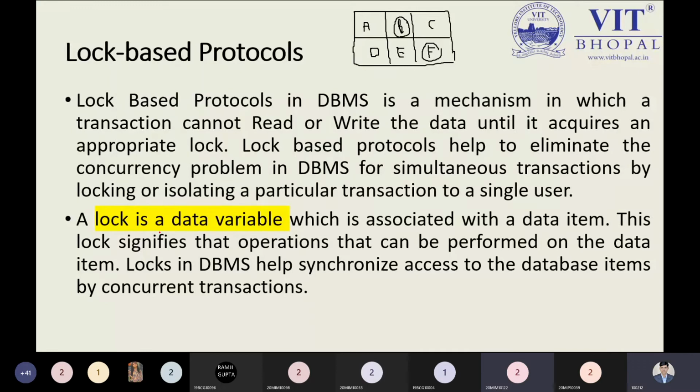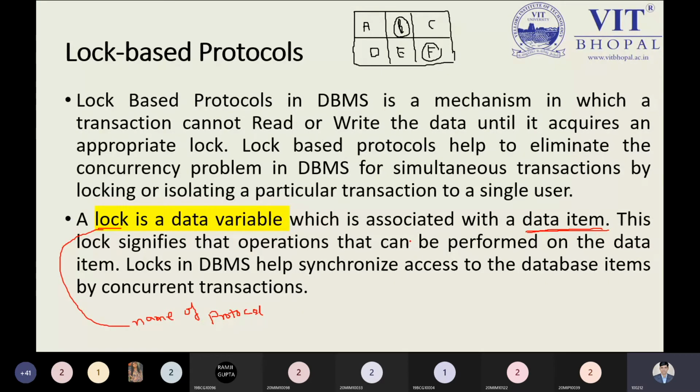Lock is the name of the protocol or name of the scheme, and it is a data variable. While I'm talking about the data items, data items are required. So this is associated with the data item. This data item could be A, B, C, D, E, F, as we can see over here. If you are locked inside your home, you are not able to move outside the home. Why? Because you are locked.